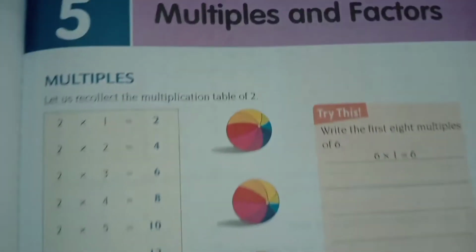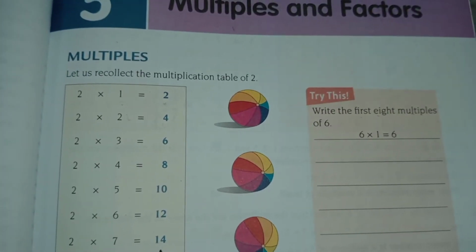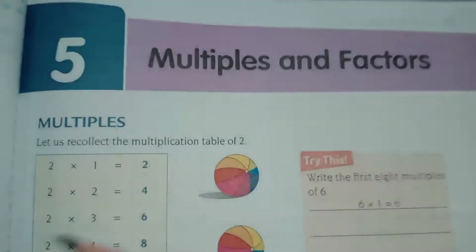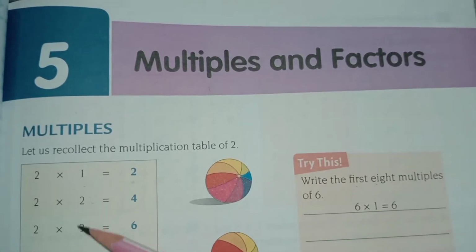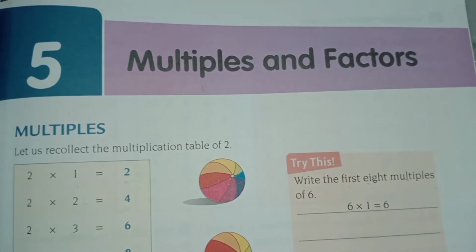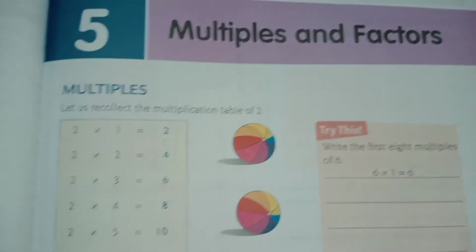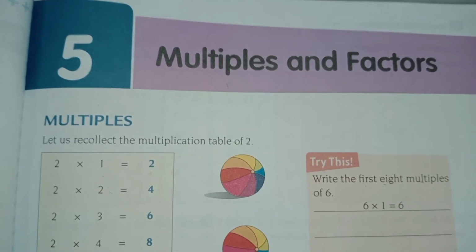Okay, now you see in your book it is given what? Table of 2. They have given this to recall. Okay, now why they have given you? Okay, you might be thinking that already you know the table of 2, no? So still why they have given this? So to make you understand. Now see here. So let's recall this.